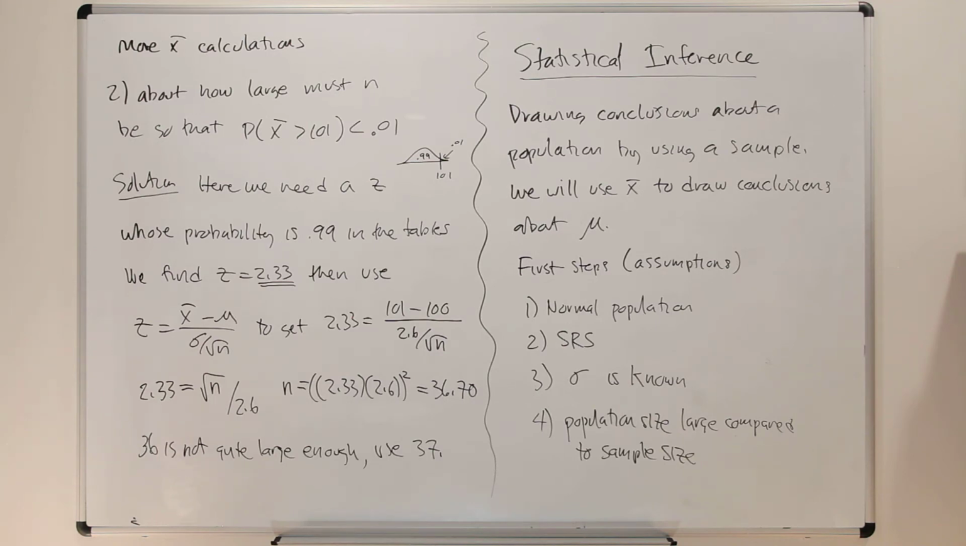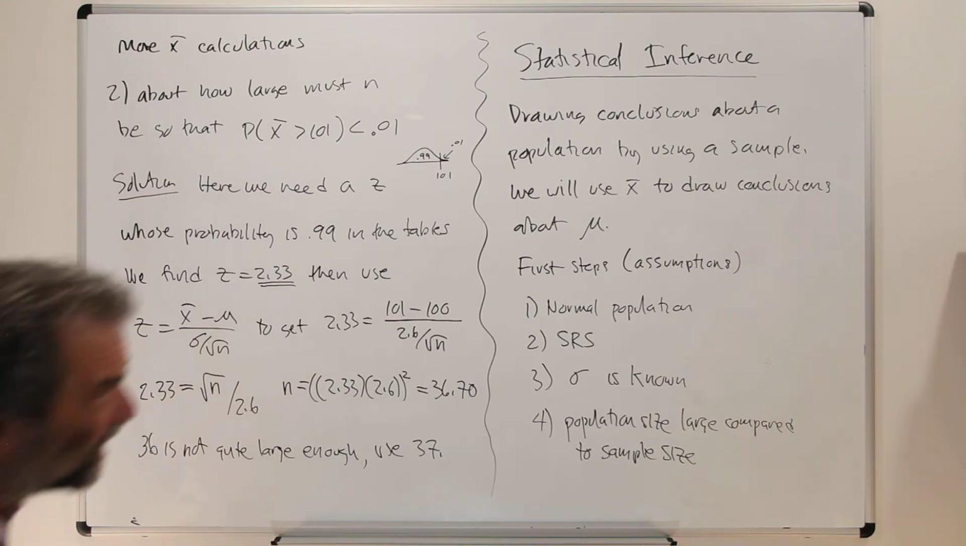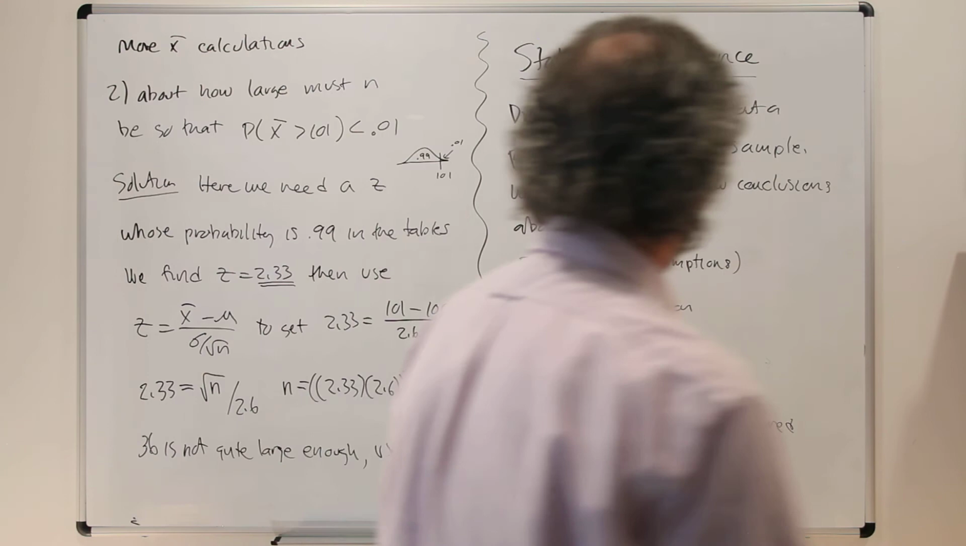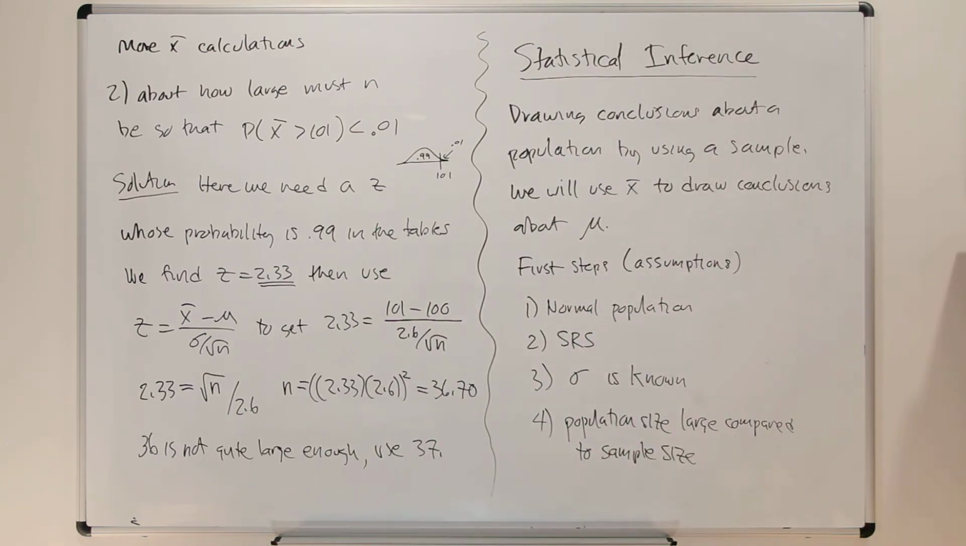And then we're going to talk about statistical inference, which is what we're going to start doing. So statistical inference is drawing conclusions about a population by using a sample. And then we have a test statistic ordinarily that we are looking at. We can think of the sample mean as being our test statistic. We use x bar, something we compute from data, to draw conclusions about mu, a characteristic of the population.